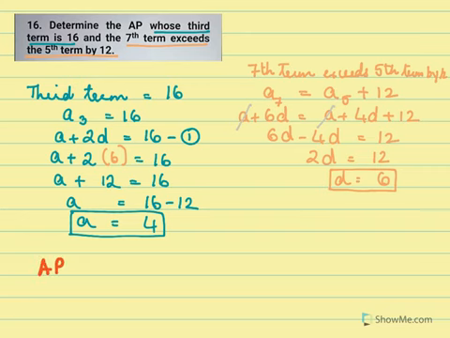So my AP will be, the first term is 4, then I add 6, I get 10, I add 6 again because 6 is a common difference, I get 16, then I add 6 again and I will get 22, and so on the AP will go.